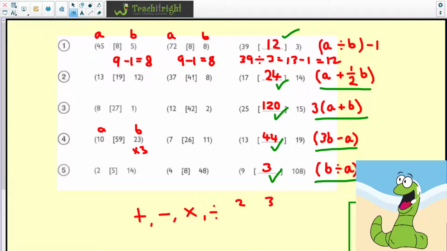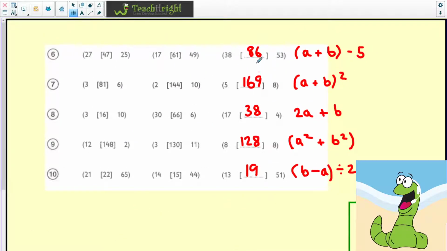So those are the first 5. Let's have a look at the next ones. So we've got 86. I'll just do it in green again just to make it clearer. 86 for number 6. 169. That's an example there of a squared one, because if you do 13 times 13, that's what you get. If you get 8 take away 5, then you're going to get 13. Take 13 times 13 gives you 169.